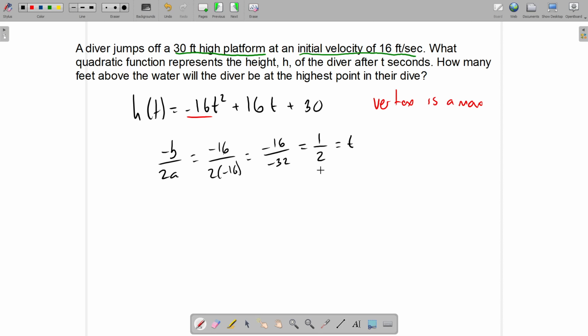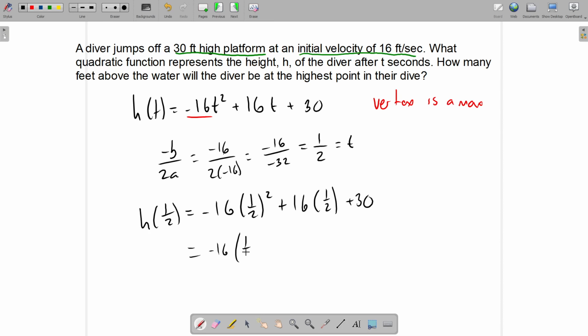We can take that 1/2 second and plug it into the equation for t. So we have h of 1/2 is equal to -16 times 1/2 squared plus 16 times 1/2 plus 30. And if we simplify this down, we will find what their maximum height is at this 1/2 second.